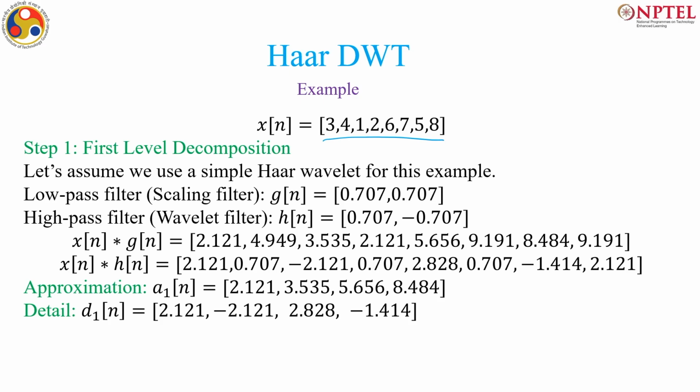So, take an example of this signal which has a length of 8, and do a first level decomposition of this. This is my low pass filter or scaling filter, and this is my high pass filter or wavelet filter. Just to show you, I have done the convolution, and this is what I get, and then I will discard the alternate samples. So, I am downsampling, and this is the first level approximation and detail coefficient. You see the length is halved. This has length 8, this has length 4.